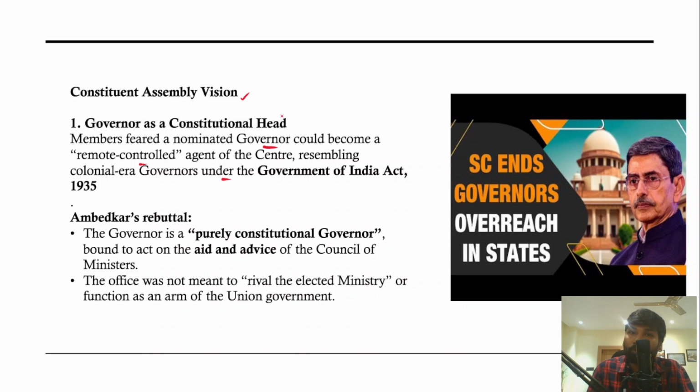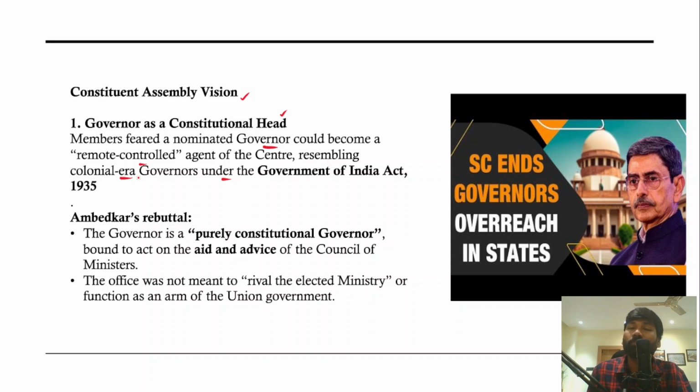So the members of the Constituent Assembly feared that the governor may be controlled by the Center. And as of now also, the central government has been largely controlling the governors. So it has been reflecting the colonial-era governors who were largely controlled by the government under the Government of India Act 1935.